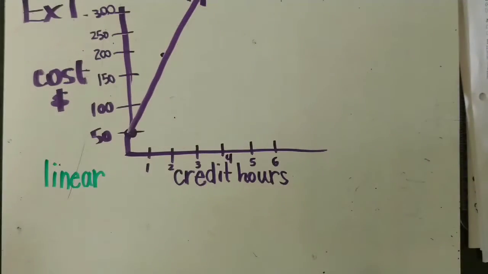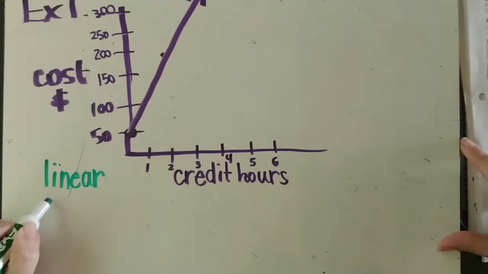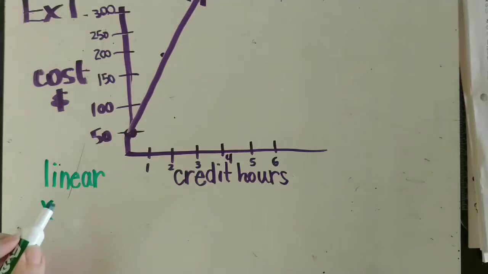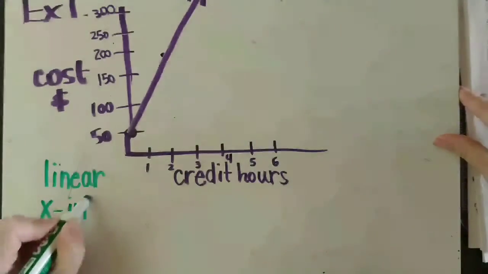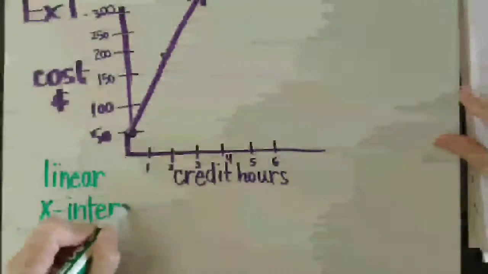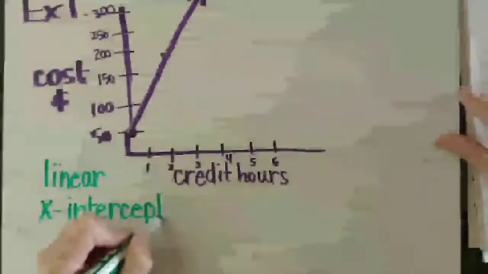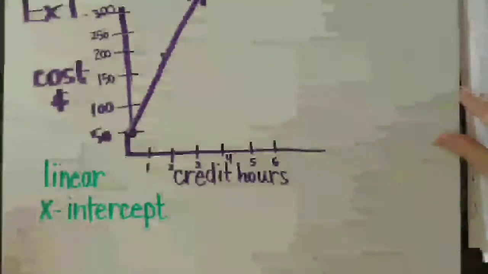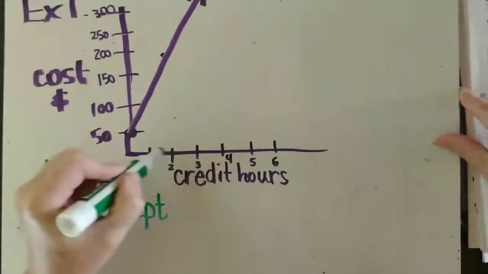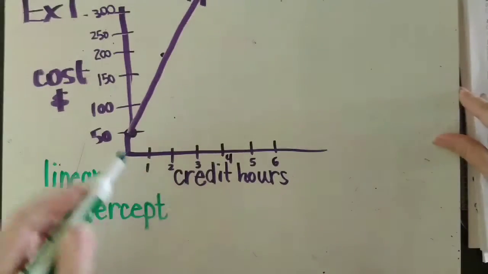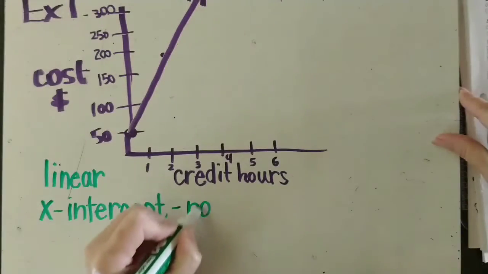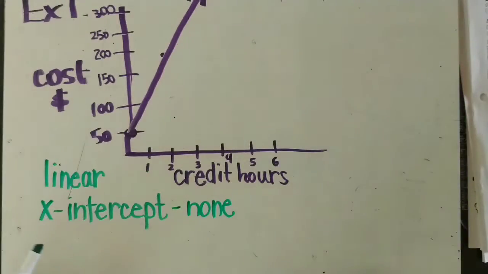Then estimate and interpret the intercepts. Whenever you're doing this on the assignment, you will want to type out the entire word linear and then type out the entire term x-intercept. What does x-intercept mean? Where does it cross the x-axis? And you can see this function does not even cross the x-axis, so it is none.